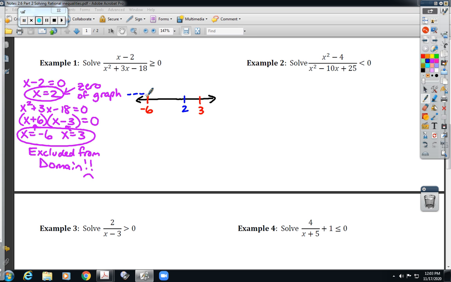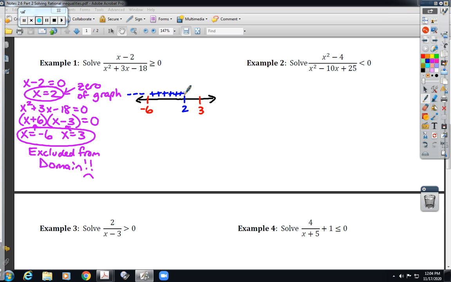Okay? Then we go between -6 and +2 and we pick a value. 0 is a good one. When we plug in 0 to the top, we have -2. When we plug 0 into the bottom, we have -18. -2 divided by -18 is positive. So the entire section between -6 and +2 is positive. And that's all we care about, is whether it's positive or negative. We don't care about these specific values.